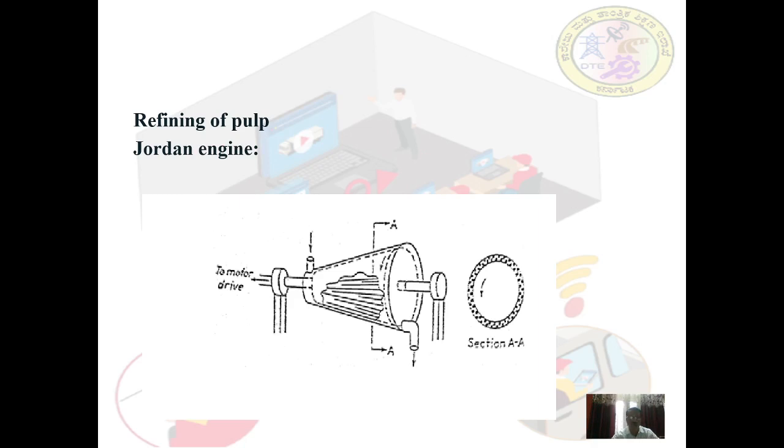Pulp enters at the smaller end and comes out through the other end. During refining, the pulp is deformed, defibered, and dispersed, but not cut by the device.